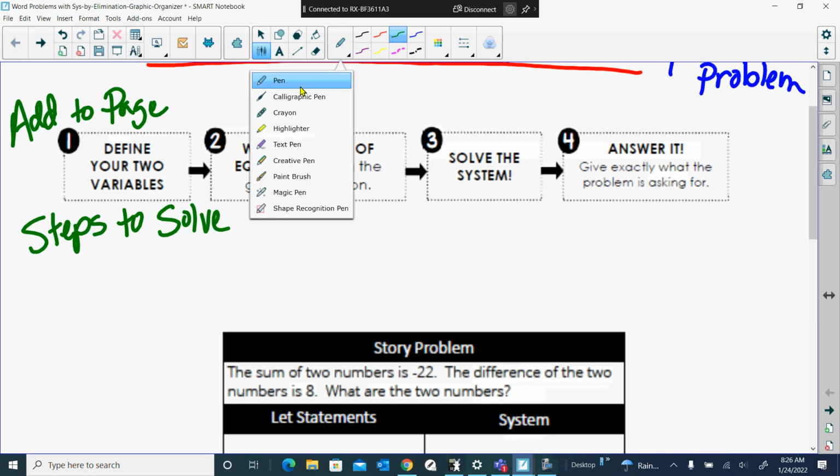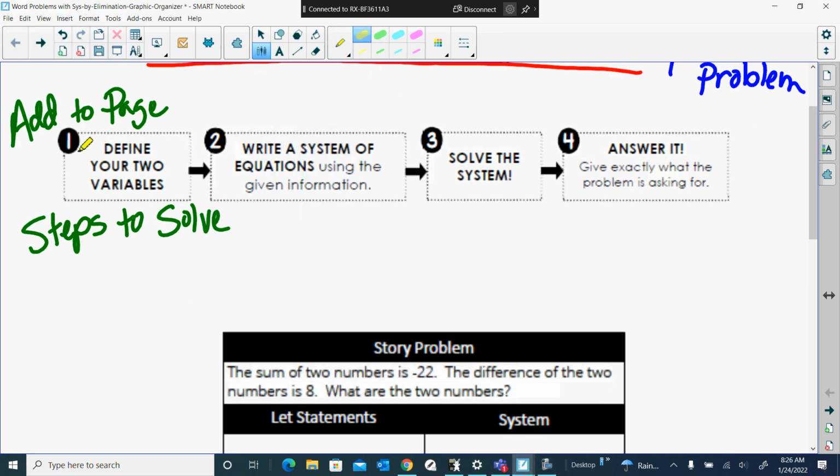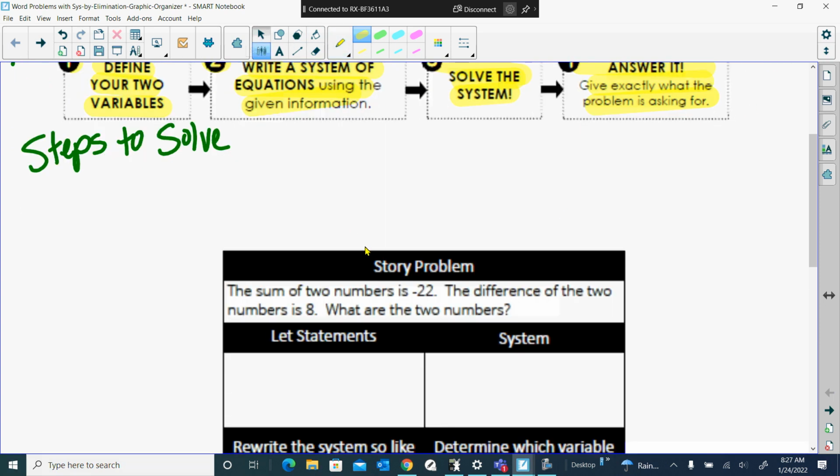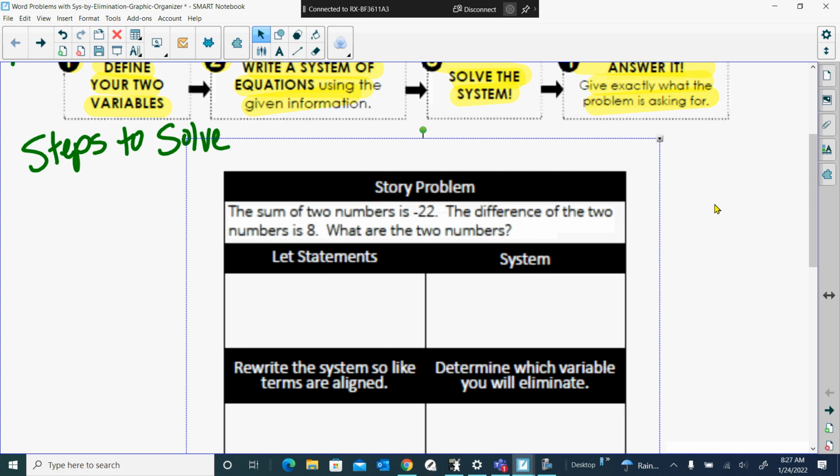Okay, so we're gonna follow these steps here. The first step is always to define your 2 variables. These are 2 unknown informations. We're gonna pull this out of the scenario or the problem. Then we're gonna write an equation using the given information. Then we're gonna solve it, picking the best method, and then answer it, give the exact answer to the problem being asked. That's important. So you needed to add these 4 steps. We're gonna apply them to the scenario down here. Find the sheet with this story problem.